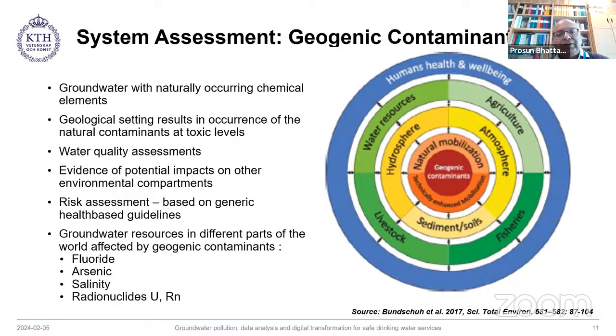And then when we talk about system assessment in different parts of the globe, this is a diagram from our publication in Science of the Total Environment way back in 2017, together with Professor Yoshin Bunshu. This talks about the geogenic contaminants at the core. We have different mobilization processes. We have natural mobilization in the hydrosphere, atmosphere, and then through the water resources leading into the agricultural field. Tori talked about arsenic in rice and other crop systems. Now we also have arsenic in wheat and other things.